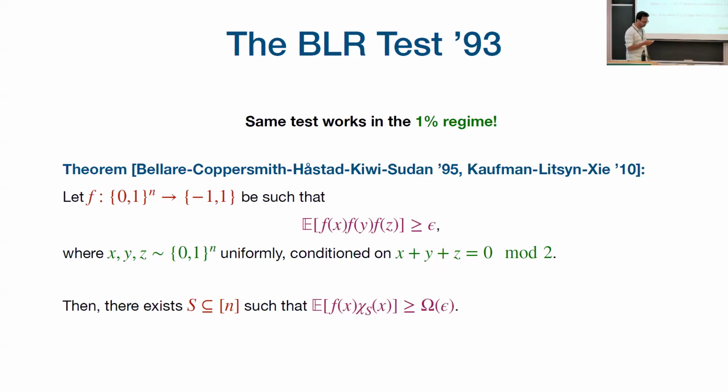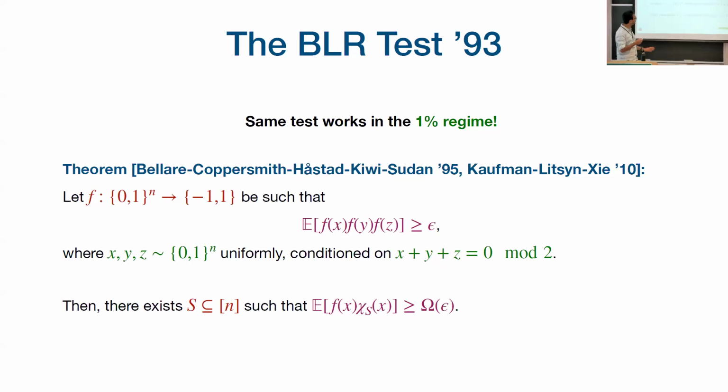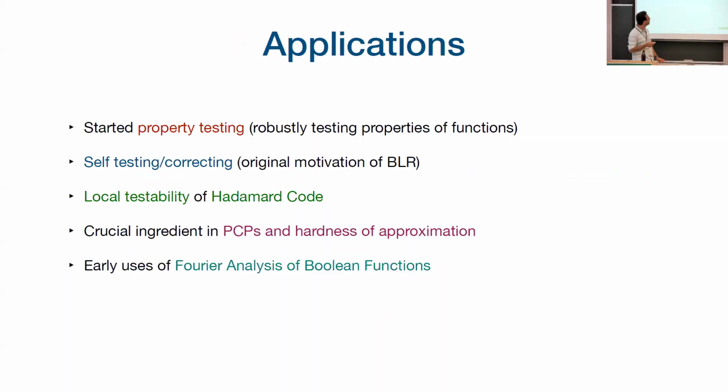Okay, yeah. So this is what is called the 1% regime. If you are interested in the proof of this, you can see Ryan O'Donnell's book. It's in the first chapter and it's a very neat proof. Okay, so let me first say what linearity testing has been used for and where it comes up.